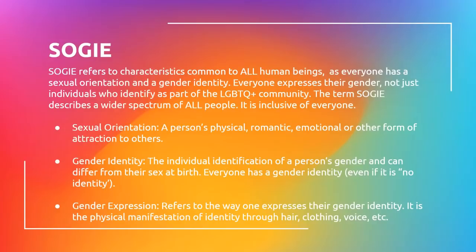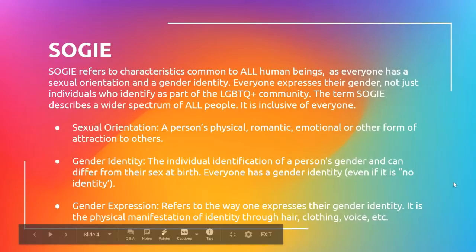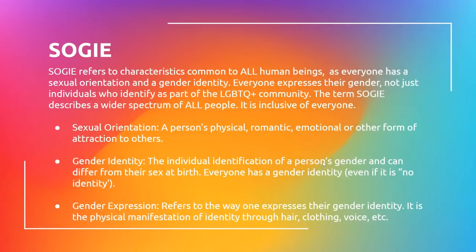It's inclusive of everyone. Within SOGIE, sexual orientation is defined as a person's physical, romantic, emotional, or other form of attraction to others. Gender identity is the individual identification of a person's gender and can differ from their biological sex at birth. Everyone has a gender identity, even if that identity is no identity. Finally, gender expression refers to the way one expresses their gender identity. It is the physical manifestation of gender identity and includes things such as hair, clothes, speech, etc.